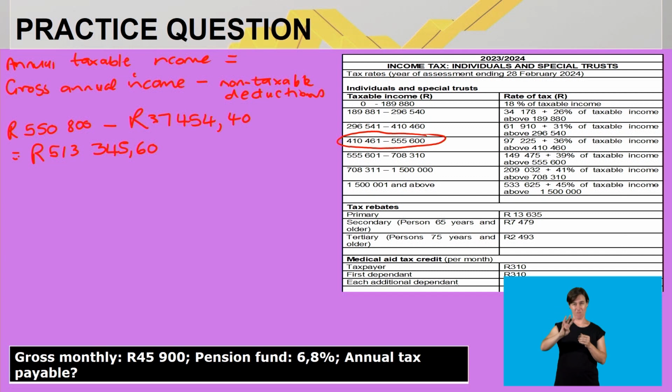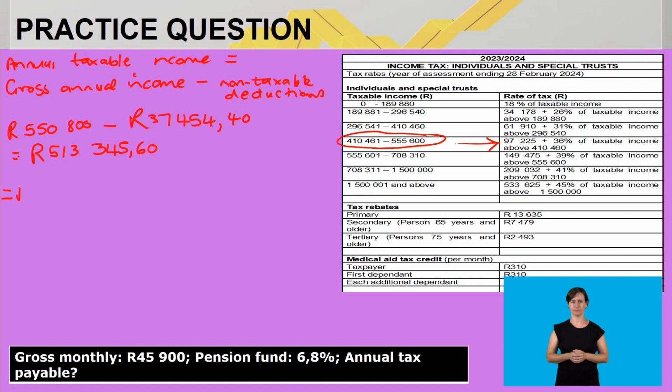Okay, so now what is applicable? Now I move on to the right-hand side of my tax table. When we are in category number 4 here, what is applicable? It means you'll have to pay basic tax of 97,225 rand plus an additional 36% of the taxable income above 410,460. I know this is normally the confusing part, but let's quickly answer that. So what is applicable in this category?